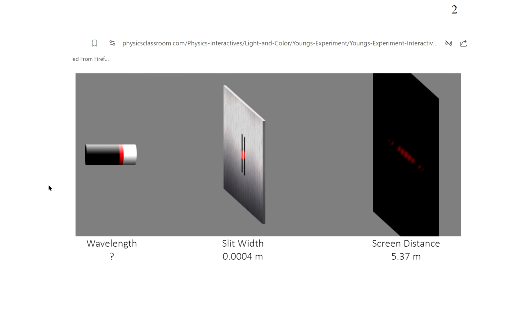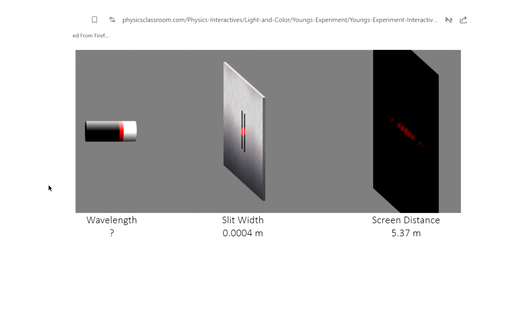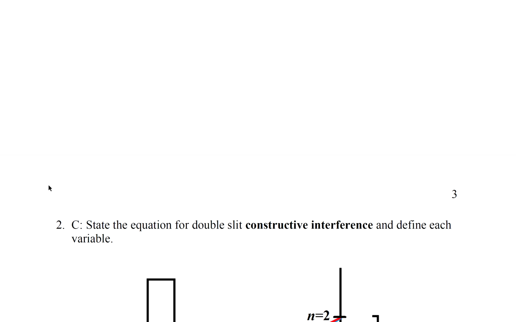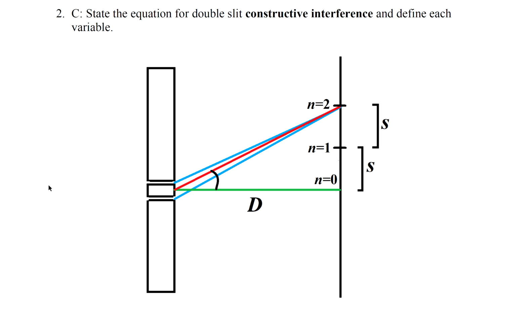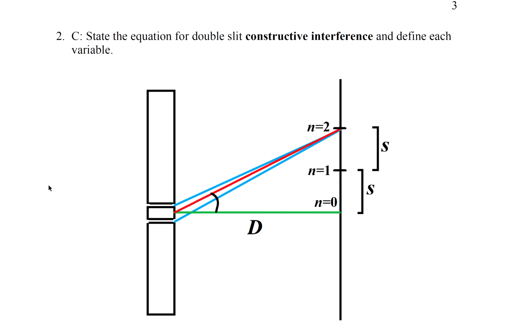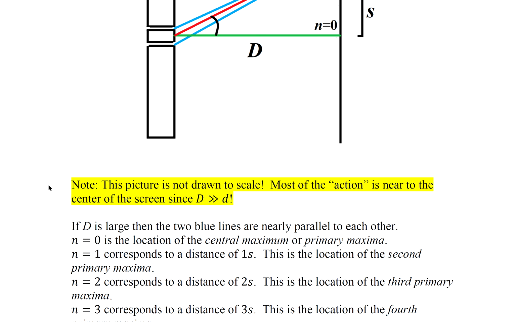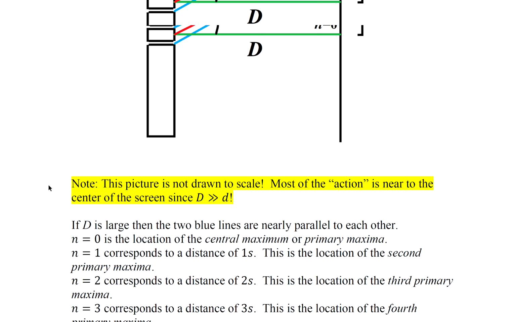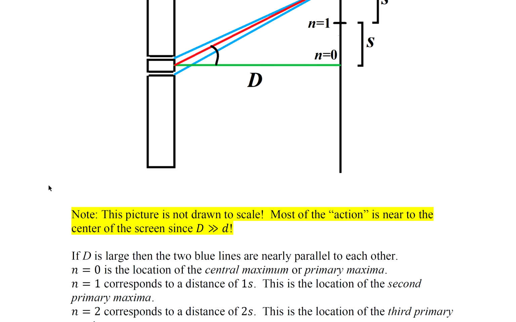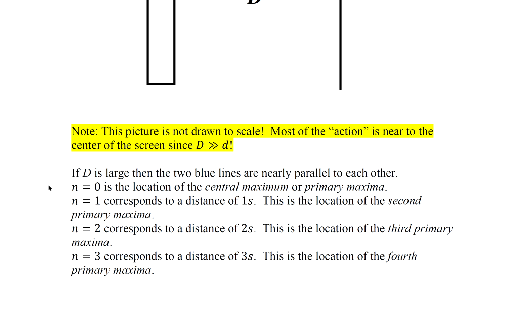There's some great simulations online. Question 2. State the equation for double slit constructive interference and define each variable. So remember, this equation is going to give us the locations of constructive interference. Okay. So it tells us to state the equation. So remember this.